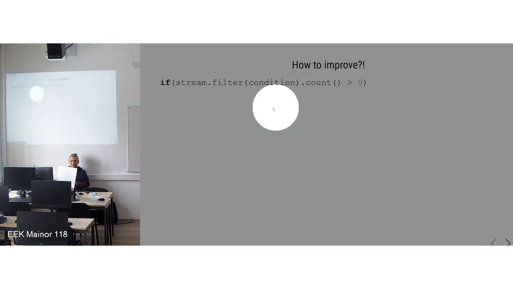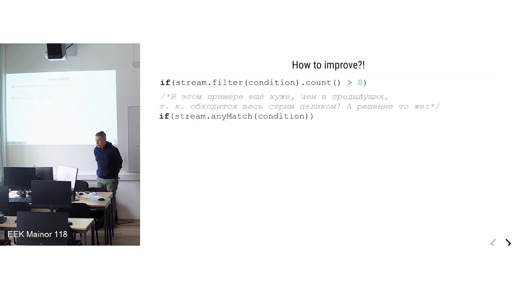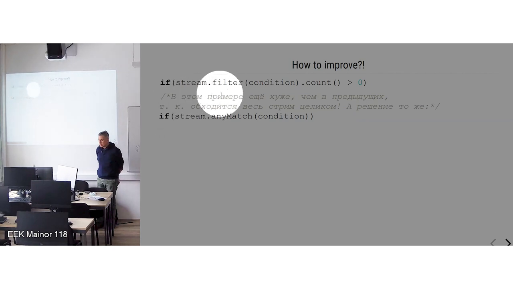See how foolish this code is actually. You don't need to count all of them. You just need one. And if you're writing such code, the program will count all the elements. It's just foolish. So it's way better to just use this anyMatch condition.